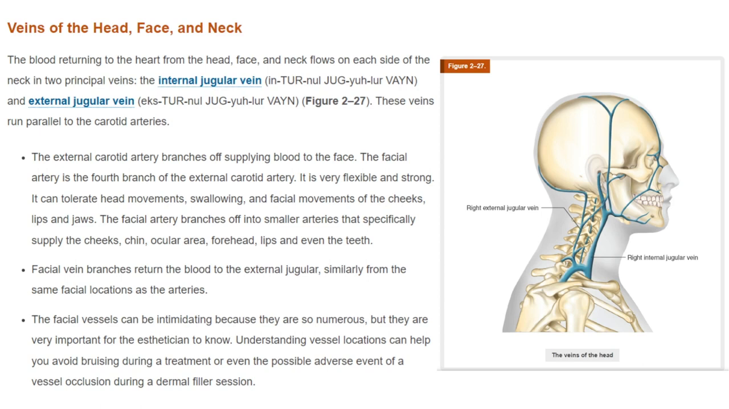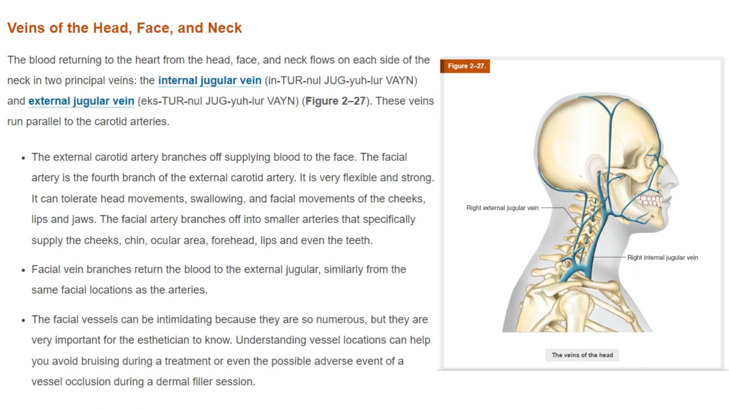The external carotid artery branches off, supplying blood to the face. The facial artery is the fourth branch of the external carotid artery. It is very flexible and strong. It can tolerate head movements, swallowing, and facial movements of the cheeks, lips, and jaws. The facial artery branches off into smaller arteries that specifically supply the cheeks, chin, ocular area, forehead, lips, and even the teeth.